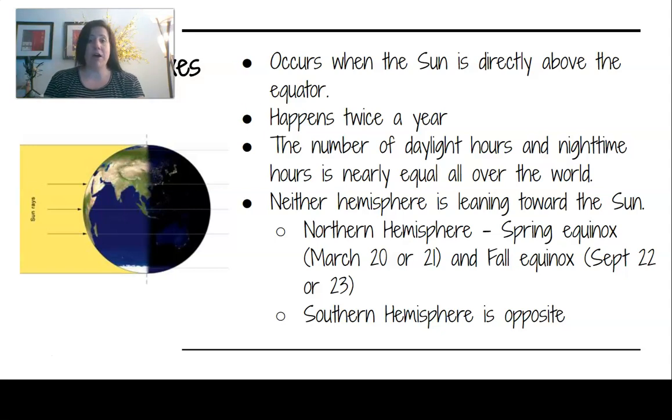Again, these are all opposite for the southern hemisphere. So South America, Africa, Australia, they are all heading into their fall. No, they're not heading into it. They just had it. We just had our spring equinox. They just had their fall equinox, and they are heading into winter. So for all you Game of Thrones fans, winter is coming for them.